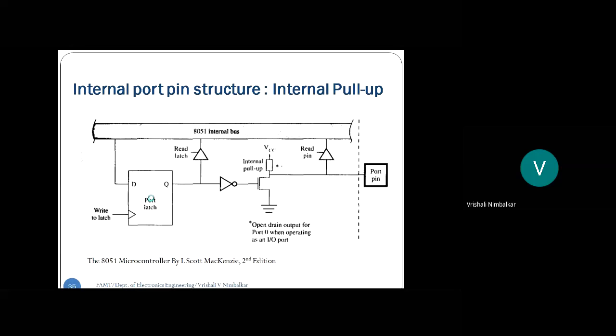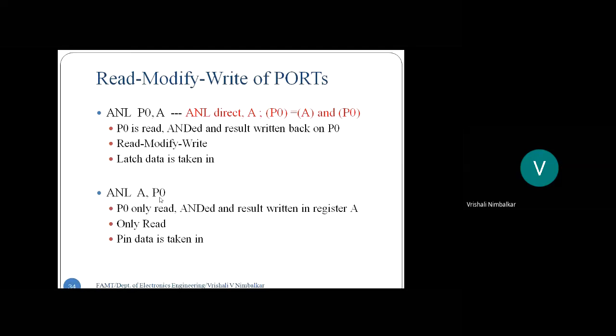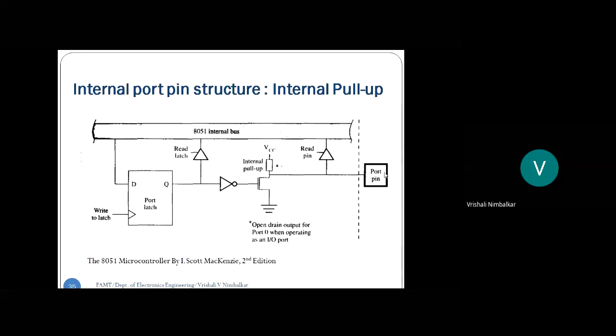Whereas in the second case, ANL A, P0, what is going to happen? Data from P0 is ANDed with accumulator and the result is placed back in accumulator. Meaning, what operation happened with port 0? Only a reading operation. It's only read. So in that case, what happens? The pin data is taken. Meaning the data from that 40 pin, this pin data is taken by the microcontroller, modified and written inside accumulator.